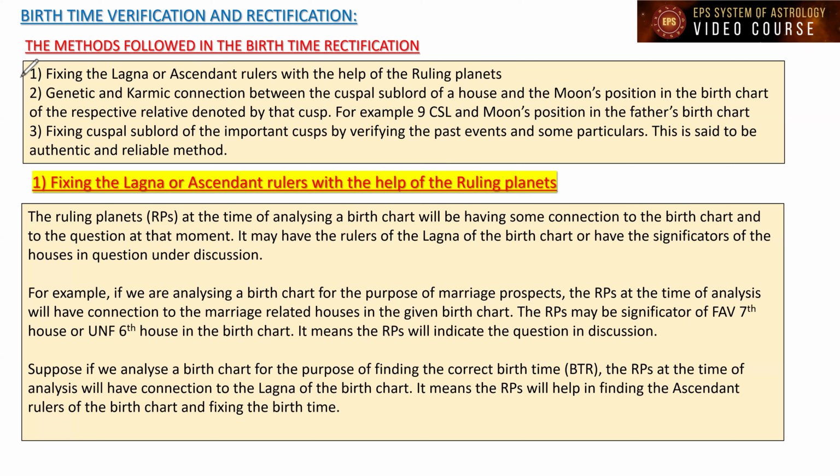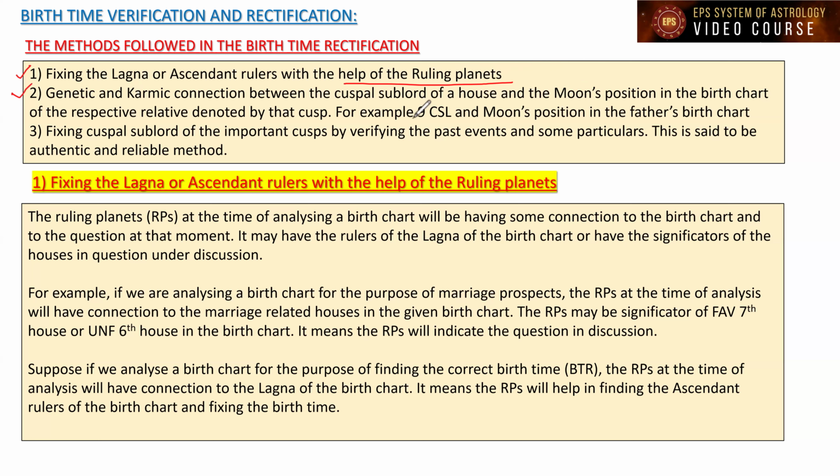The first one is fixing the lagna or ascendant rulers of the birth chart with the help of ruling planets at the time of analysis. Suppose we are taking a chart for analysis. Whichever ruling planets are running at that time, with their help we fix the lagna or ascendant rulers, especially the sublord of the ascendant, because that is the one which is going to change in minutes, as we discussed in the previous video. So with the help of the ruling planets, we adjust the ascendant or fix the lagna ruler.